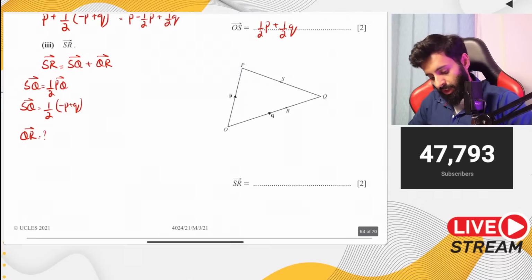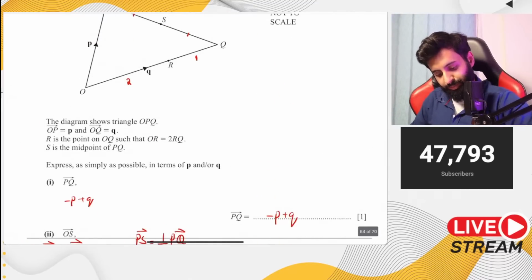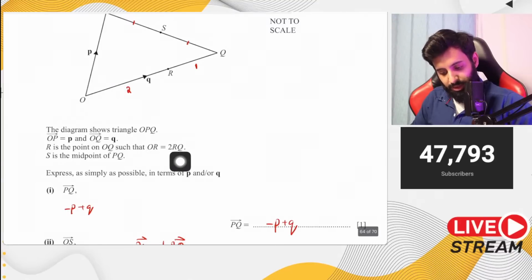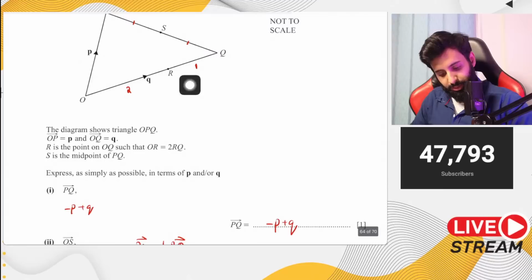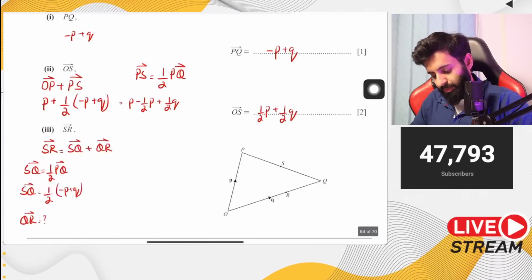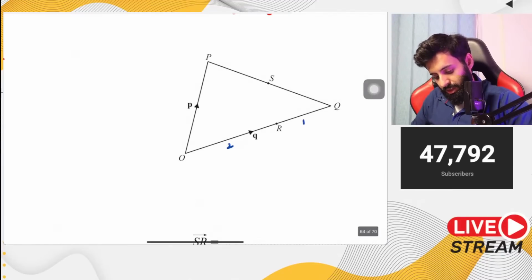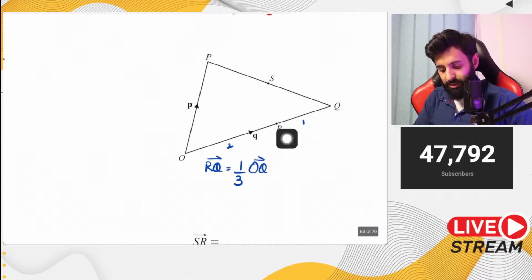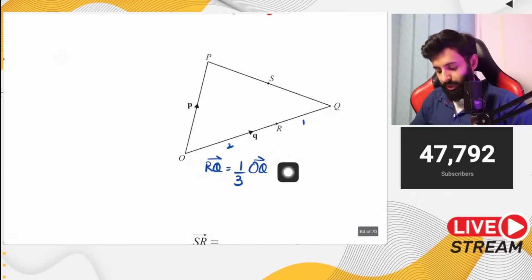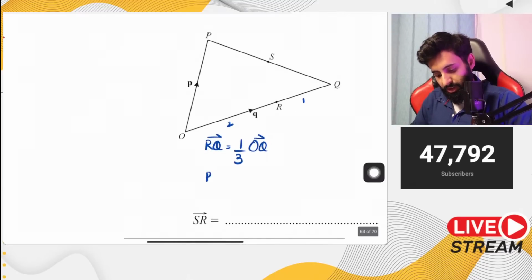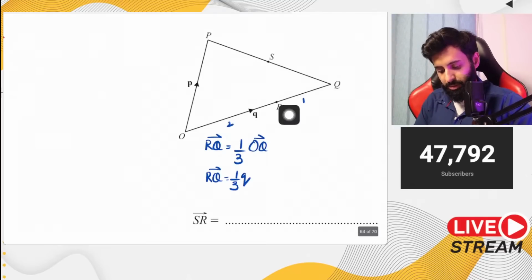Now notice that the question told us at the very beginning that OR is equal to 2 times RQ. So what does that mean? That means they are in the ratio 2 to 1. So if you talk about RQ, RQ technically is going to be 1/3 of OQ. RQ, if you look at it, will be 1/3 of the total. That's what RQ is going to be. So that means RQ is actually equal to 1/3 of Q.